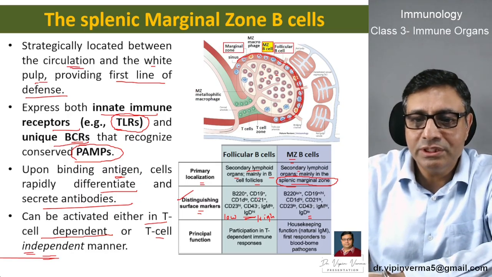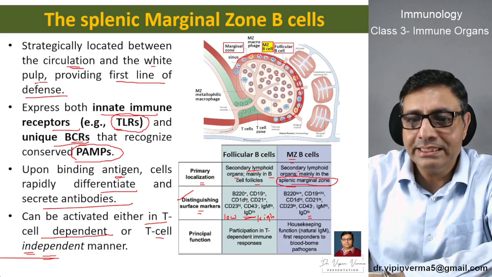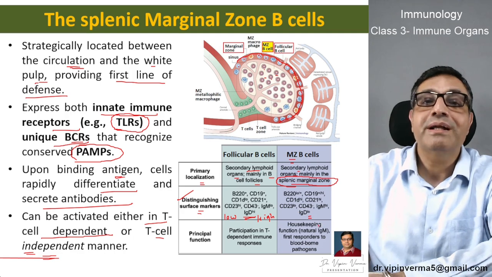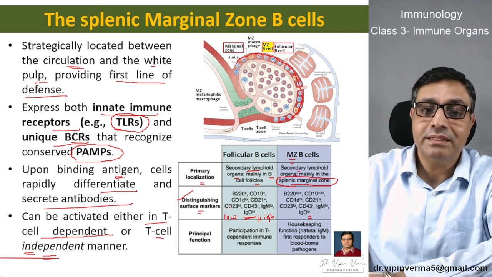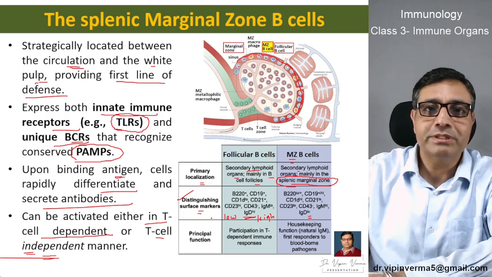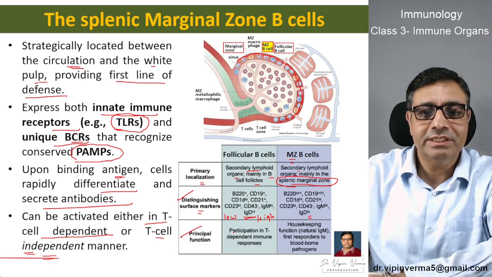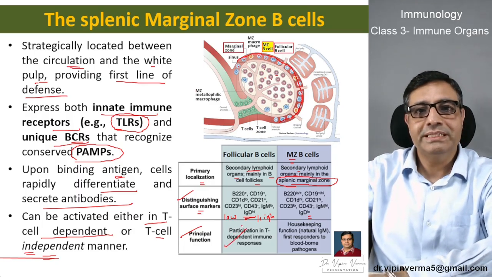Apart from that, you can see B220 and CD19 are low here and positive, high there. Then CD1d is low here, high there. CD21 is high here. CD23 is high here, and low there. So these are some of the marker differences, and they make it easy for us to isolate these cells using flow cytometry. Now the principal function we have just seen: follicular B cells participate in T dependent immune responses.